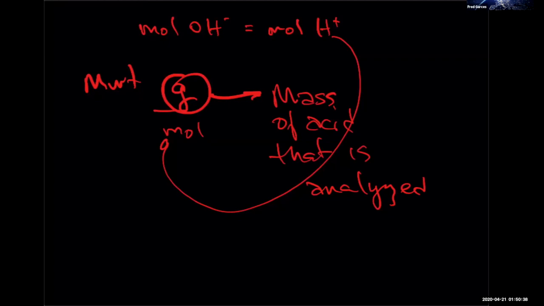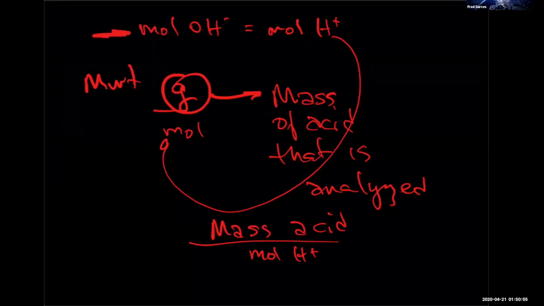So if you have the mass of your acid, and I give you that information, you divide by the moles of the base, which equals the moles of the acid. How do you get the moles of the acid? It's based on the equivalence point data. That is your molecular weight.